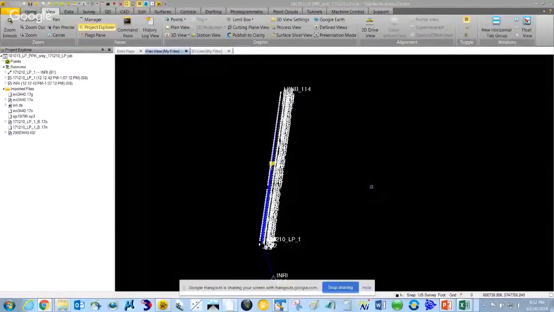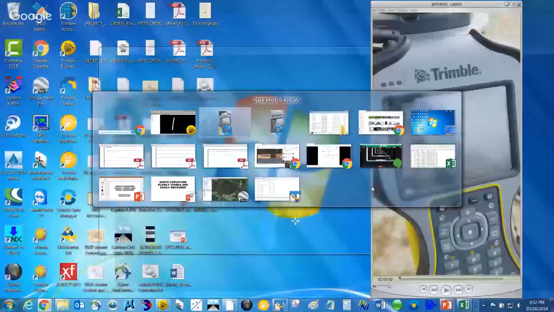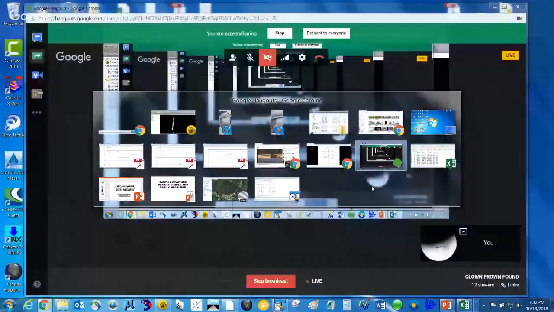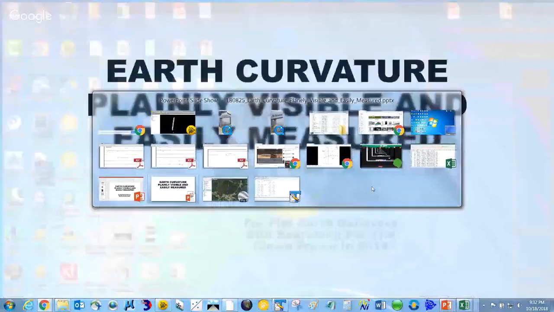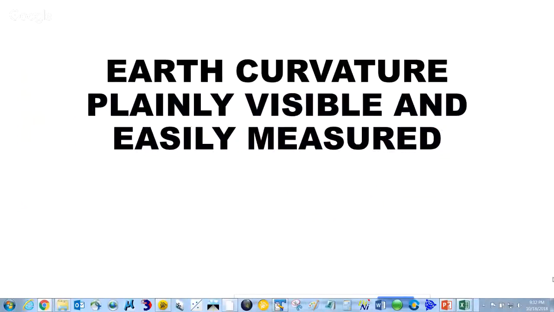All right, let's see here. What do I want to show you first? No, you know what I'm going to do before I start the GPS part? I'm going to talk about what brings us to tonight. This is a slide presentation I had been preparing for another video. I haven't finished it yet, so this is kind of rough, but it'll be a good lead in to what I'll be demonstrating later using the GPS data. How's that? So I called this Earth curvature plainly visible and easily measured.